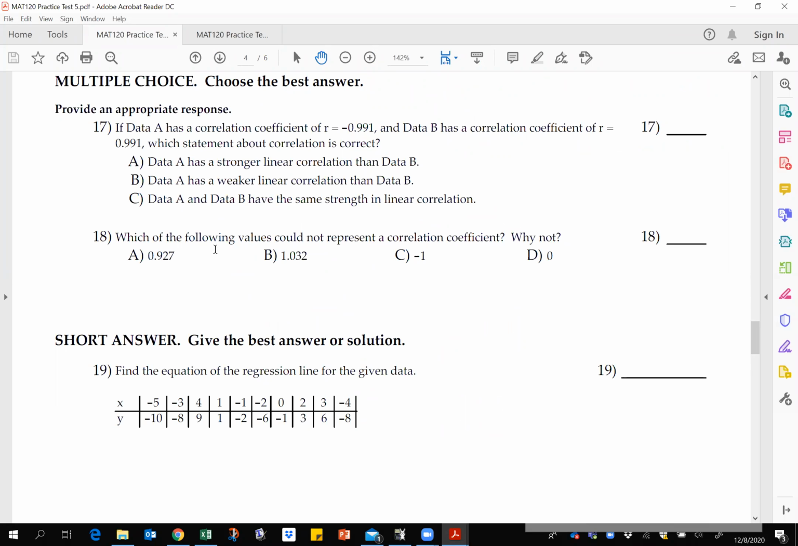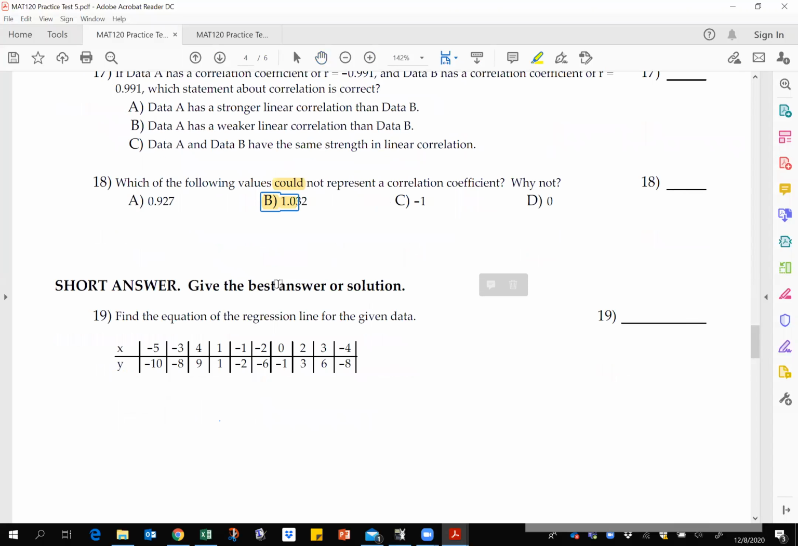As a follow-up to this, question 18 says, which one could not represent a correlation coefficient? Well, remember, correlation coefficients always have to be between -1 and 1. So A is allowable. B would not, because it's more than 1. C would work. You could have a value of -1, and D would also work. You could have a value equal to 0. So the answer to this one would be B. It can never be more than 1, can never be less than -1.